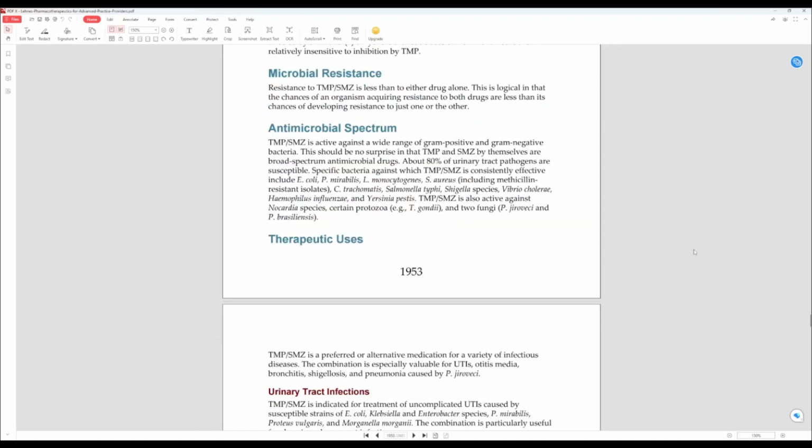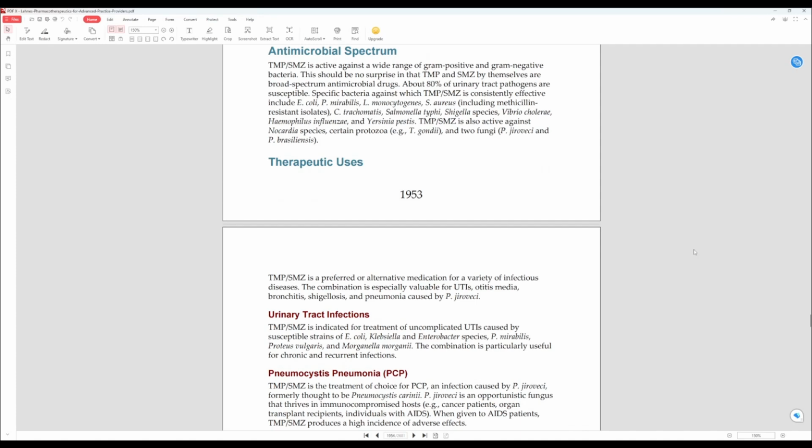Microbial resistance, therefore. Resistance to TMP-SMZ is less than to either drug alone. This is logical in that the chances of an organism acquiring resistance to both drugs are less than its chances of developing resistance to just one or the other. Its antimicrobial spectrum.